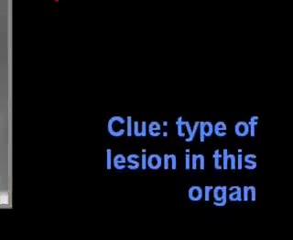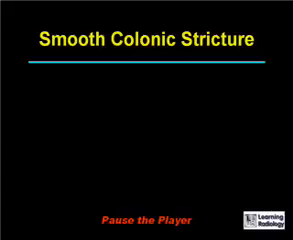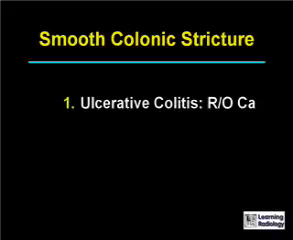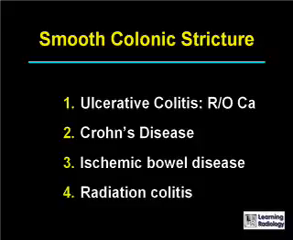This is your next differential diagnosis. The differential is for a smooth colonic stricture. There are 4 causes listed. The causes of a smooth colonic stricture can include ulcerative colitis, especially with a carcinoma of the colon, Crohn's disease, ischemic bowel disease, and radiation colitis.